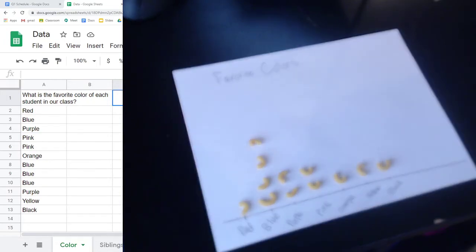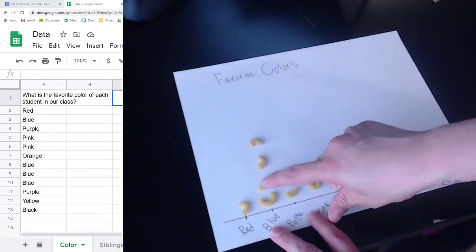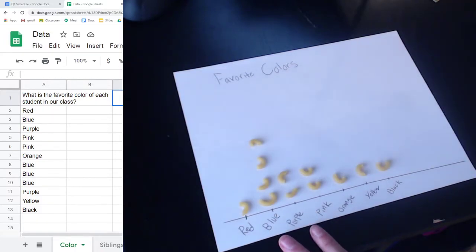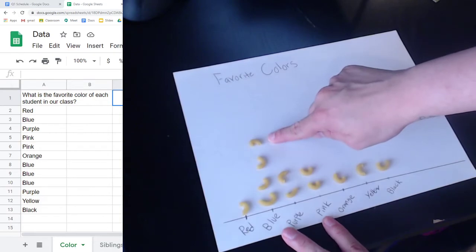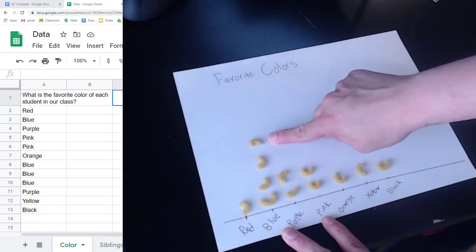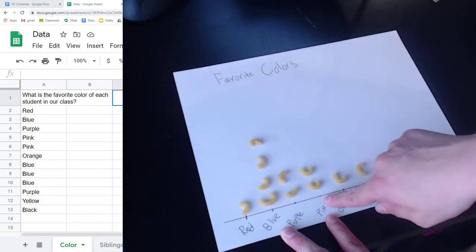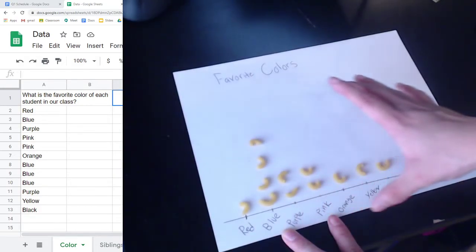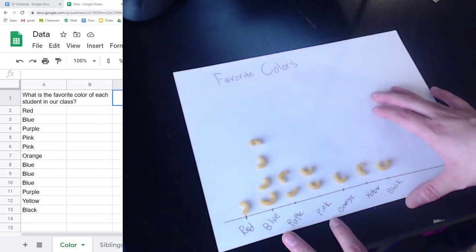Dot plots are really useful for telling us information about frequency, or how often something appears. I can look in this graph and say 1, 2, 3, 4 people in my class like blue, and in fact that's my tallest column. So the majority of people in my class like blue. Only one person likes black, two people like pink, and so on. So this is a way to organize our information and answer questions about frequency.